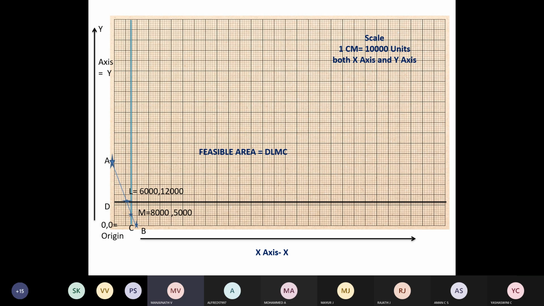Got it? Now, go for C. What exactly does C say? C is 8,000. X is 8,000. After 10,000 there are small divisions: 5,000, 6,000, 7,000, 8,000. At 8 small divisions, you can mark it as C, 8,000, 0, and draw one vertical line at 8,000.